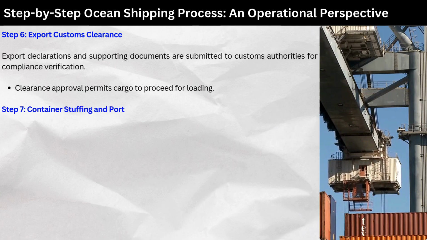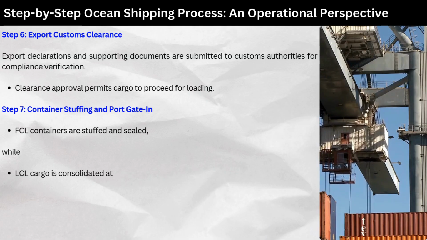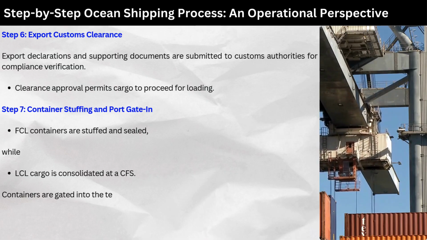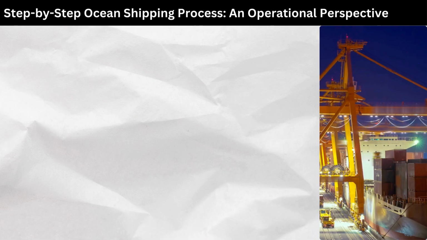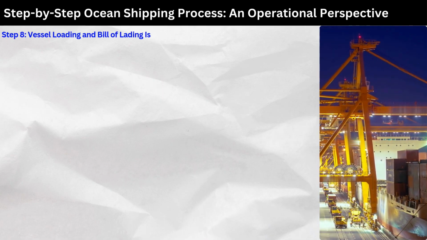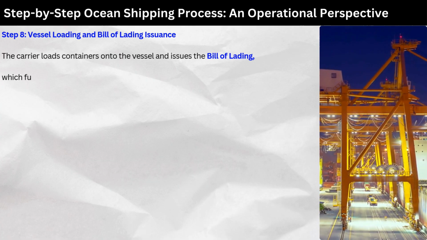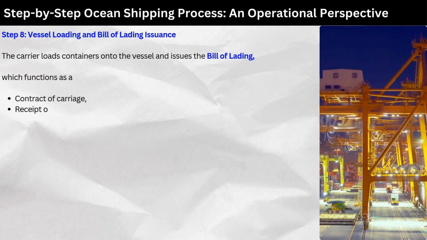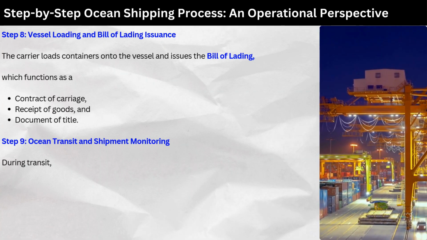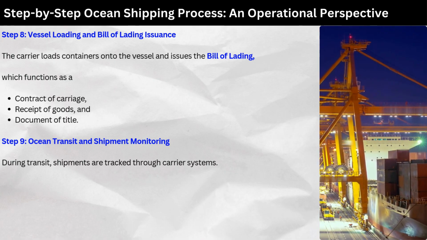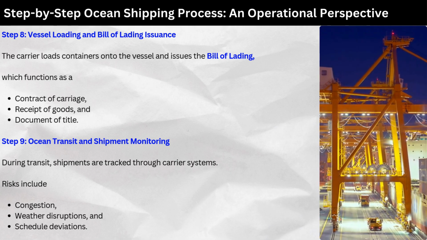Step 7. Container stuffing and port gating. FCL containers are stuffed and sealed, while LCL cargo is consolidated at a CFS. Containers are gated into the terminal following security and documentation checks. Step 8. Vessel loading and bill of lading issuance. The carrier loads containers onto the vessel and issues the bill of lading, which functions as a contract of carriage, receipt of goods, and document of title. Step 9. Ocean transit and shipment monitoring. During transit, shipments are tracked through carrier systems. Risks include congestion, weather disruptions, and schedule deviations.